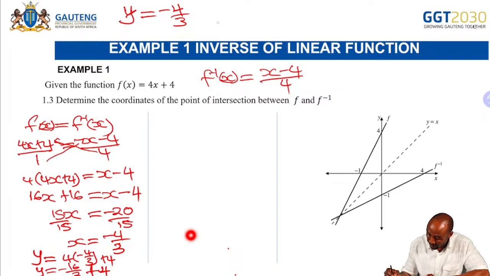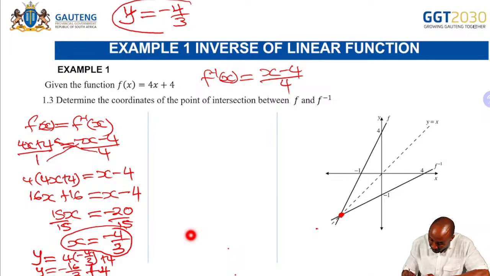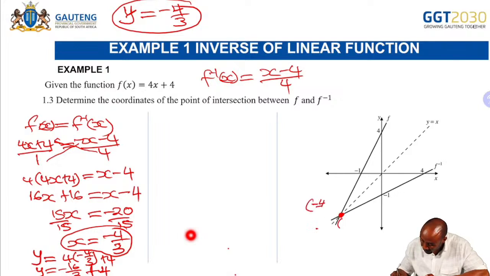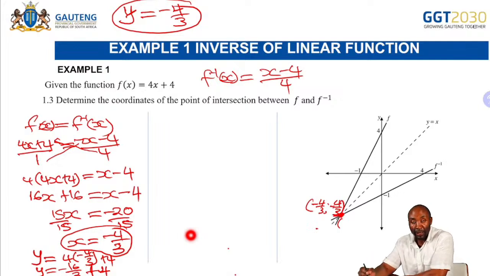Meaning the coordinates of the point of intersection here will be our x value. We got negative 4 over 3 there. And our y value is also negative 4 over 3. So the coordinates of this point of intersection here will be negative 4 over 3 and negative 4 over 3. That's how we get the point of intersection. There's another method that we can use to get the point of intersection.